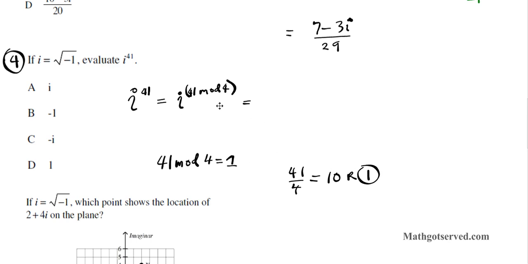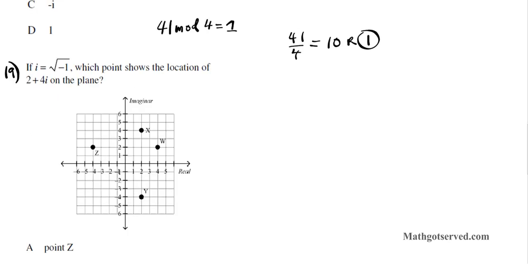All right? So this expression simplifies to just i to the first power. Remember, if i has a power that's 1, it cannot be reduced, so you're just left with i. Okay, only if the power is bigger than 1 can you reduce it using the reduction formula that we talked about earlier. So we can clearly see that our answer for number 4 is option A.